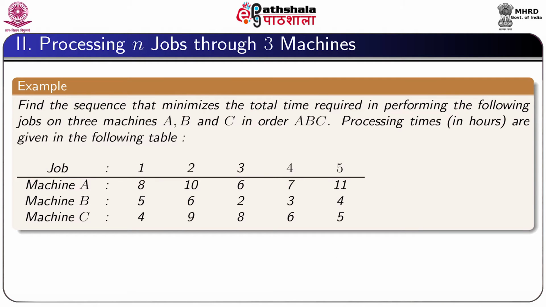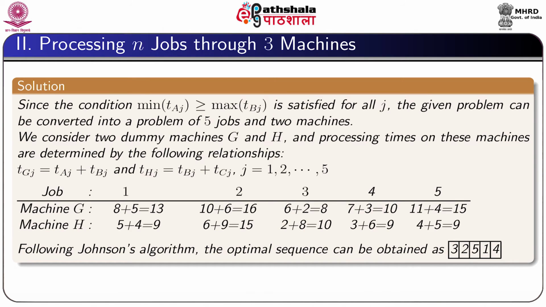Now, let us take an example and see how this algorithm works. Find the sequence that minimizes the total time required in performing the following jobs on 3 machines in the order A, B, C. Processing times in hours are given in the following table. Since the condition minimum T A j is greater than or equal to maximum T B j is satisfied for all j, the given problem can be converted into a problem of 5 jobs and 2 machines.